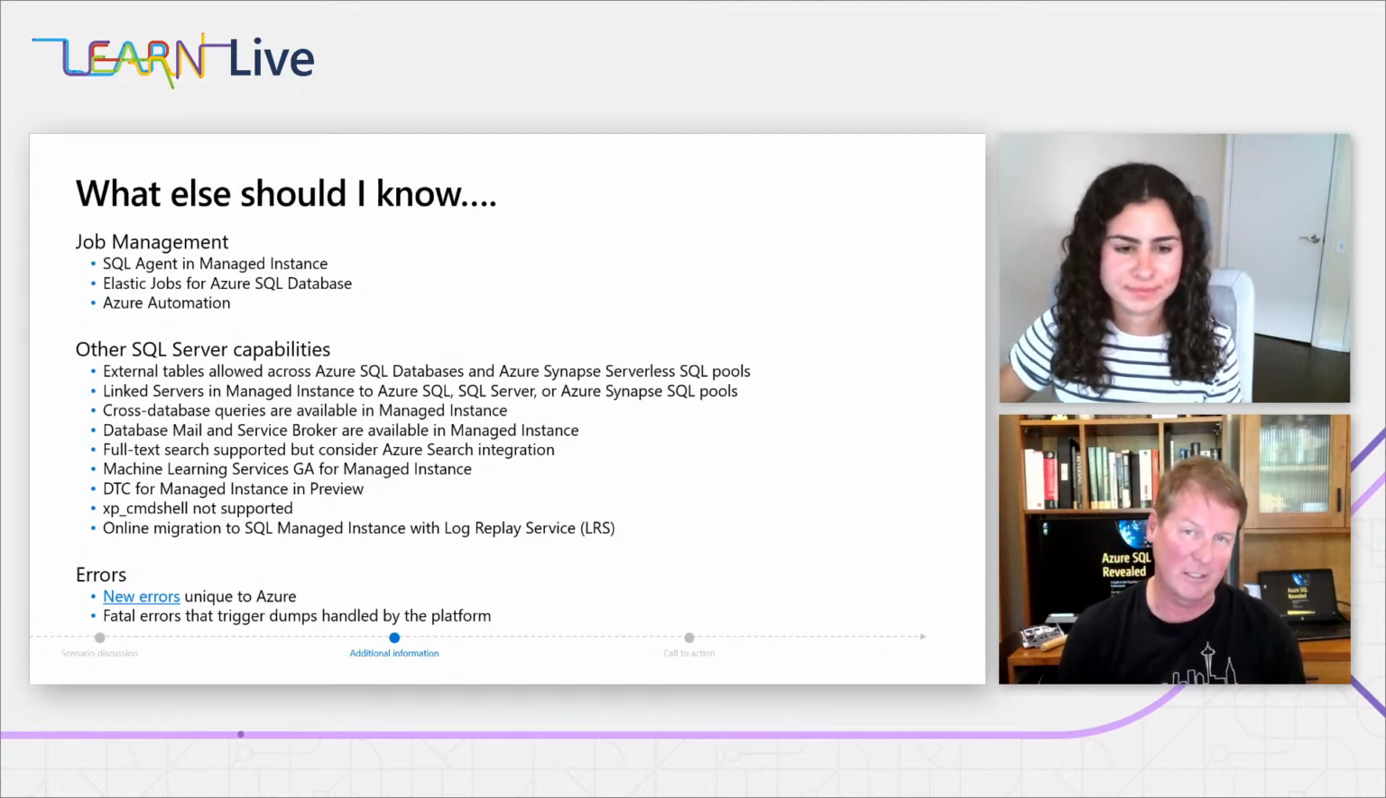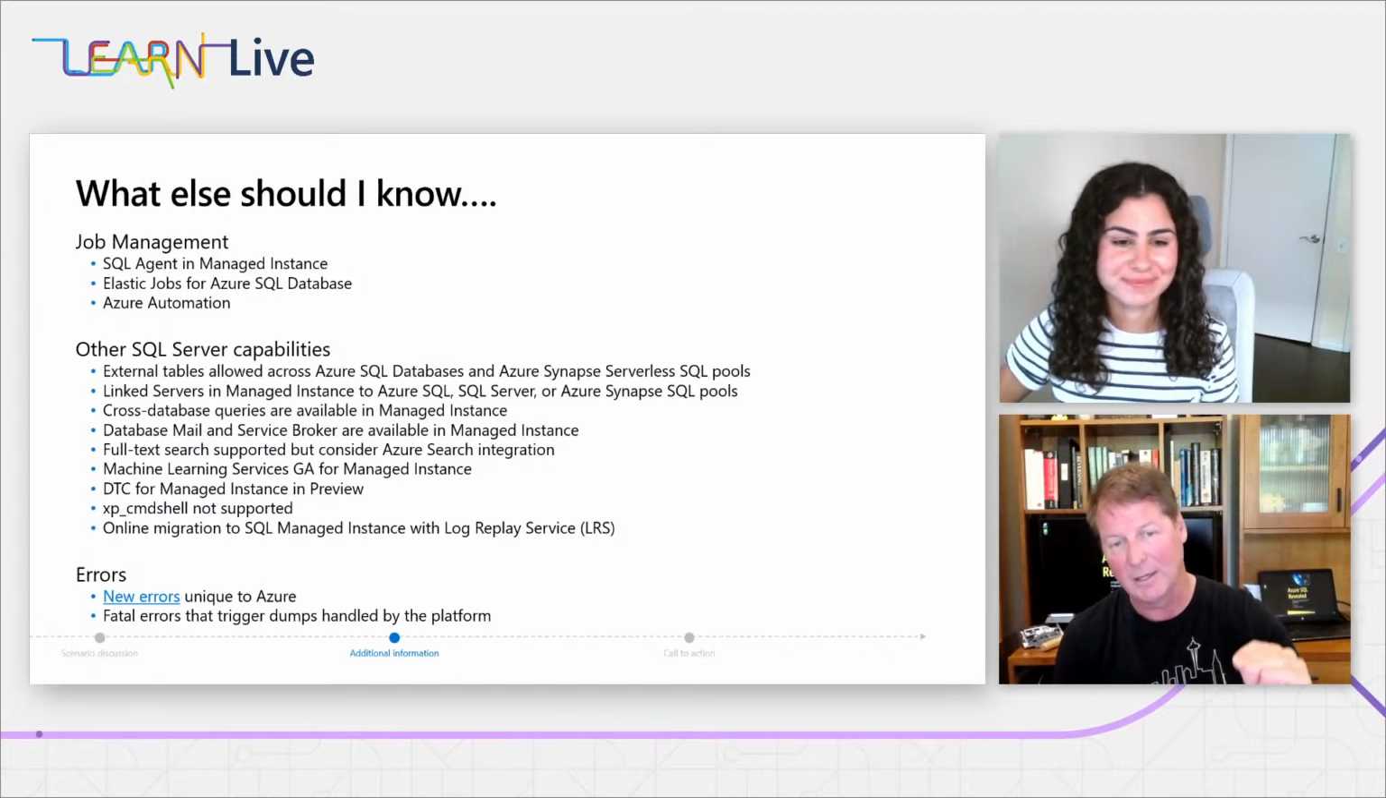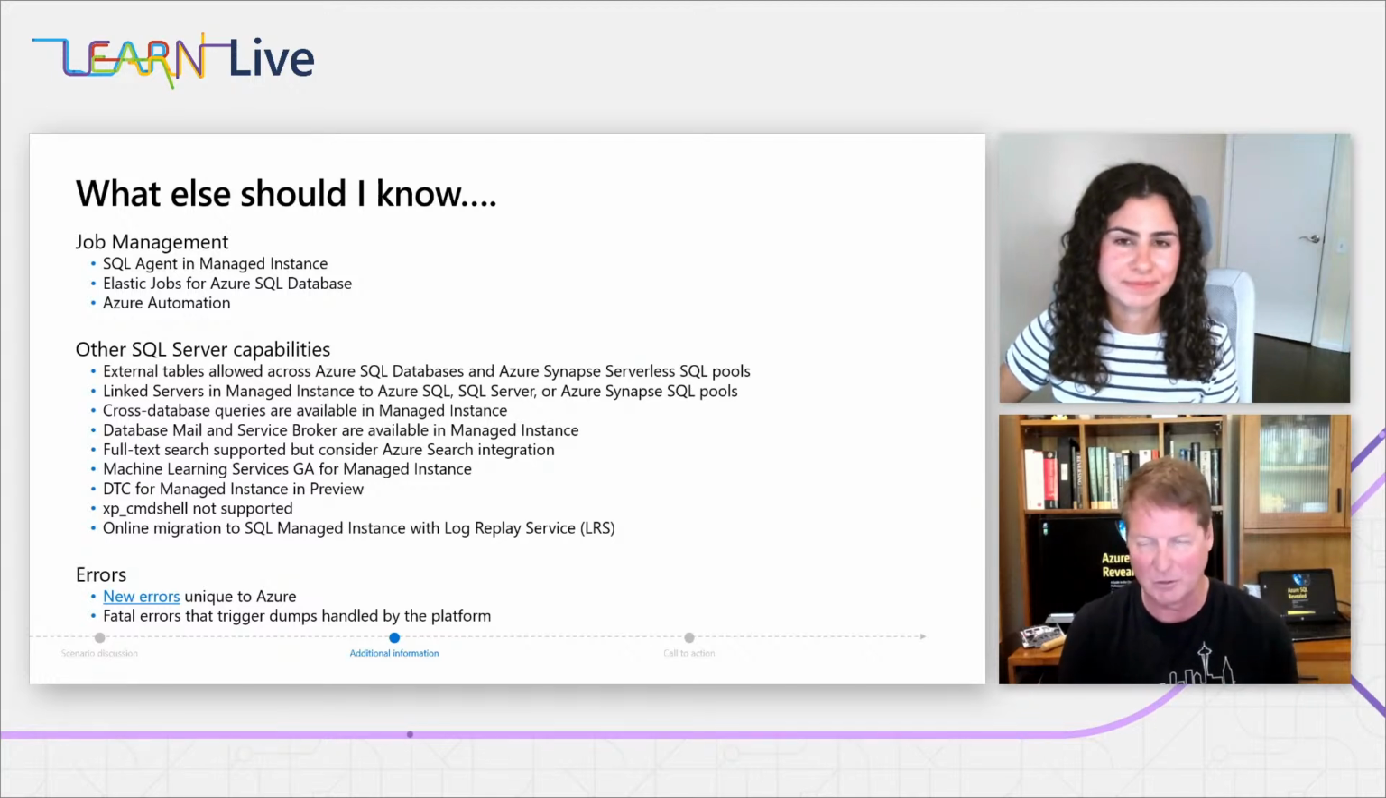Database Migration Service is out there today as an Azure service. We have this new capability called Log Replay Service to do an online migration, and I'd like to show that to you here in a second. But first, let me also mention that we talked about this a little bit throughout our other modules, but there are some new errors unique to Azure that are not in SQL Server, and we've got a hyperlink. You can go find it. You can just search for error handling in Azure SQL, and we will show you some of those examples.